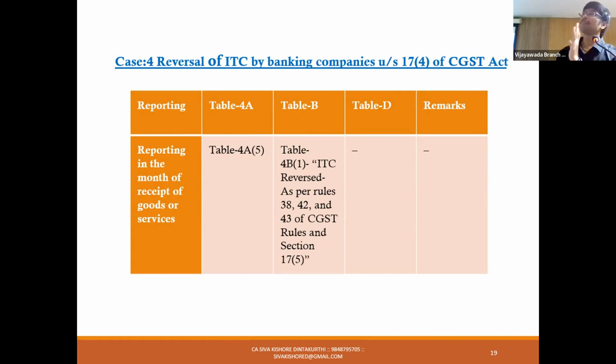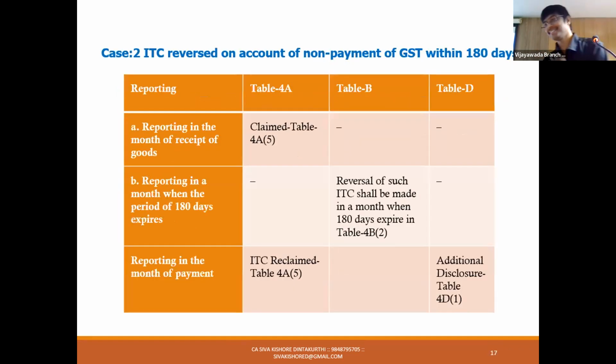Better you convert the table color of 3B itself into red so that we will not get any alert. Yes sir, because why red color they are giving? They are the flags. Caution, you are violating rule 36(4). 100% credit is only available, no buffer is available. 2B you have to follow, you are violating it. Why you are violating? We are putting in a red mark.